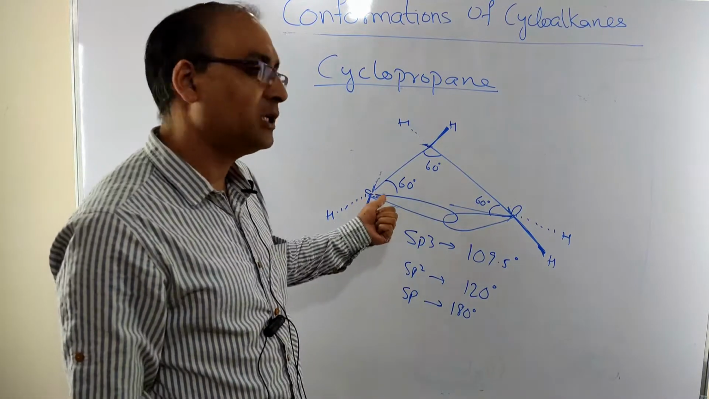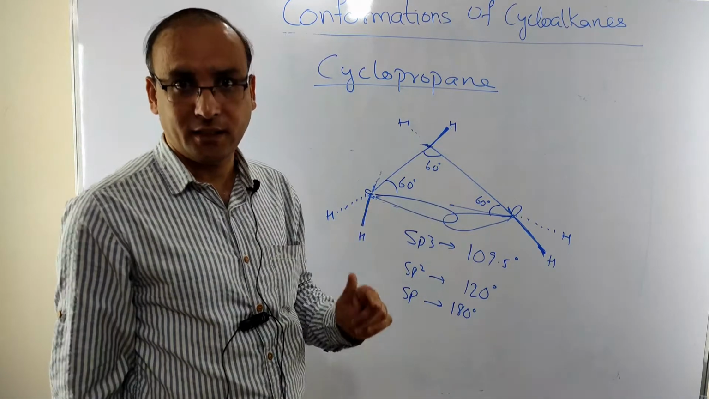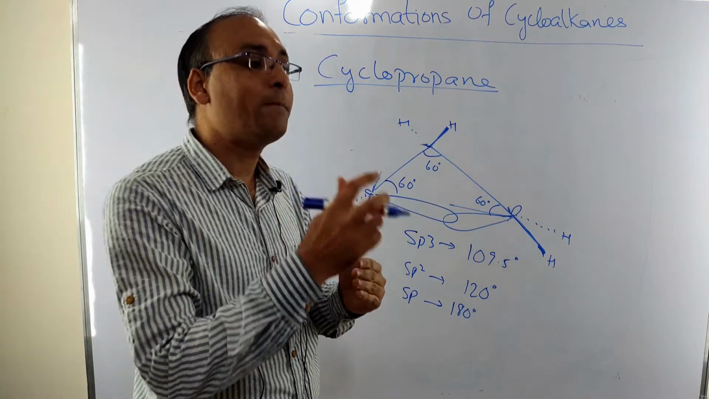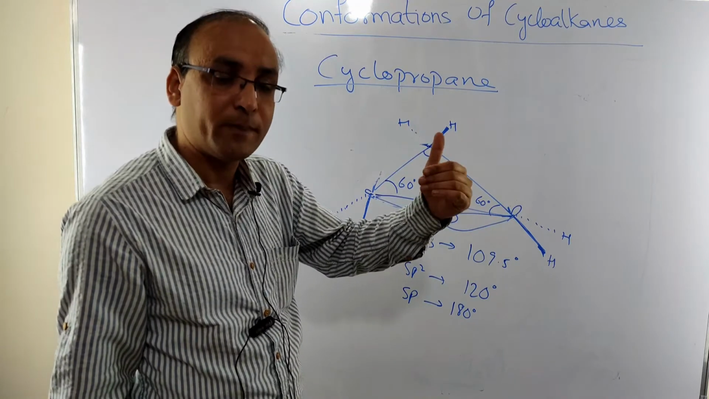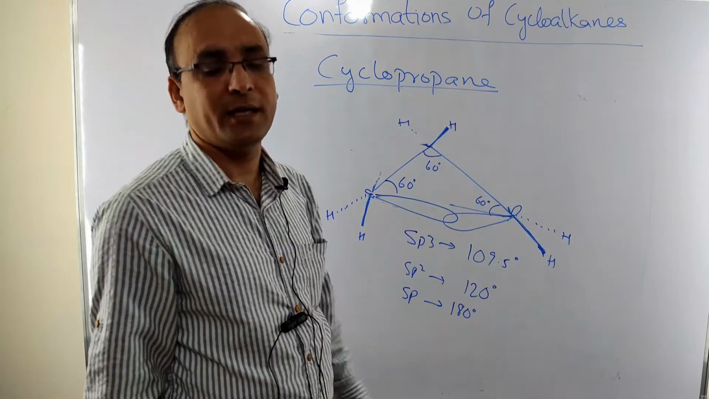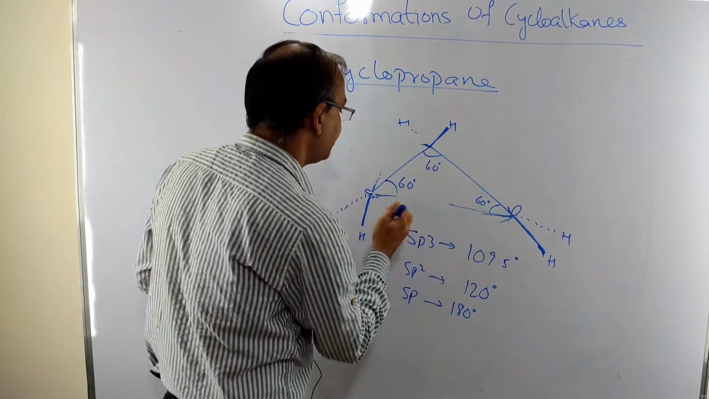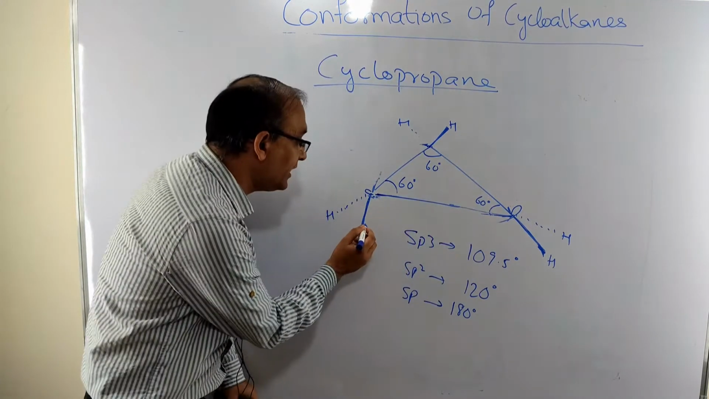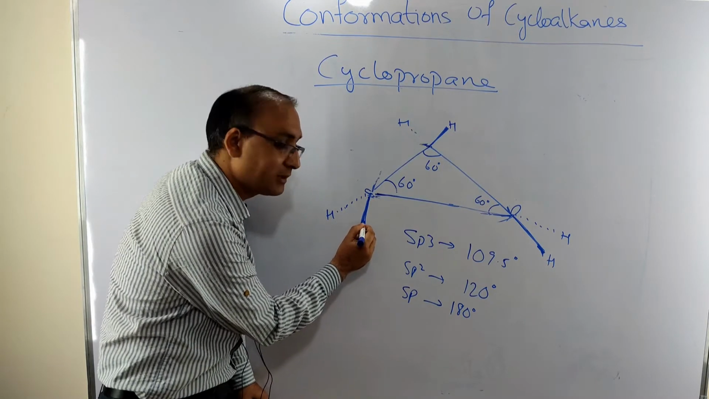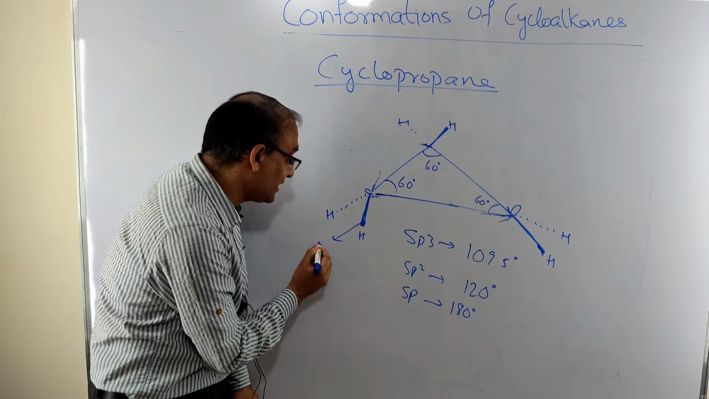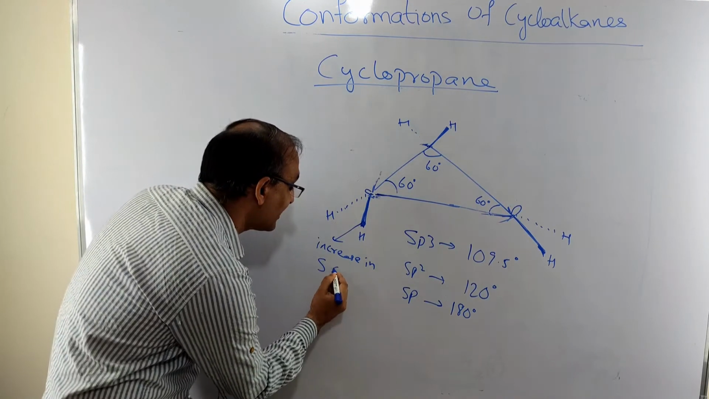But now you understand, sp5, theoretically what we are saying, is not possible because it has to be sp3. This carbon is sp3 because carbon has only s and 3p orbitals. So if there is an increase in p character, somewhere it should be compensated by a decrease in p character. So what happens here is, there is a decrease in p character of this orbital. That means there is an increase in s character.